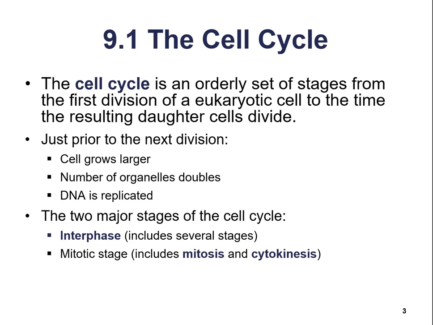So if we're going to talk about the cell cycle and break it down into 2 major stages, okay? Interphase, and interphase itself includes several stages, and we'll talk about that, and the mitotic stage. The mitotic stage, we don't just say mitosis because cytokinesis is not really part of mitosis, okay? So the mitotic stage is mitosis, right, and cytokinesis. So this is the cell division part of it. Interphase is what's happening to prepare the cell to divide, okay?